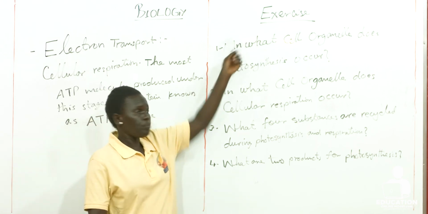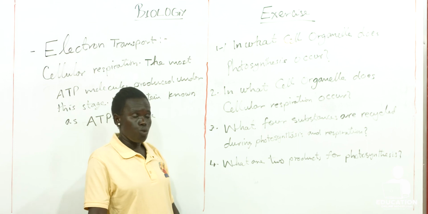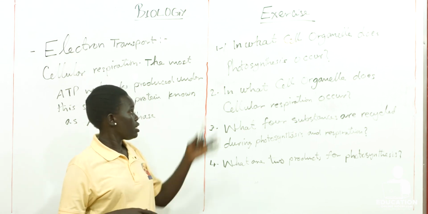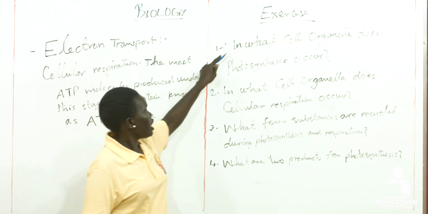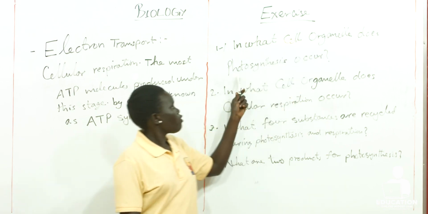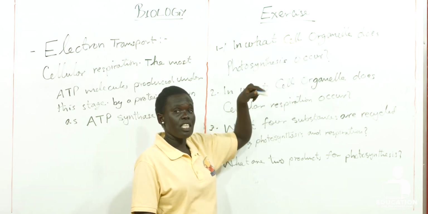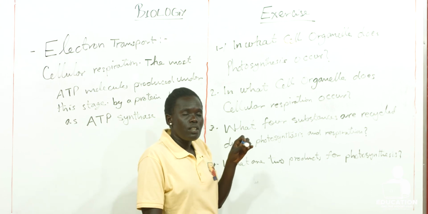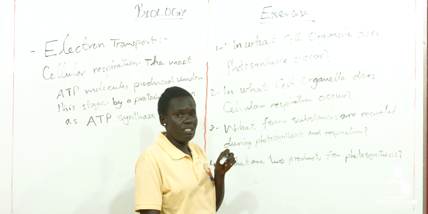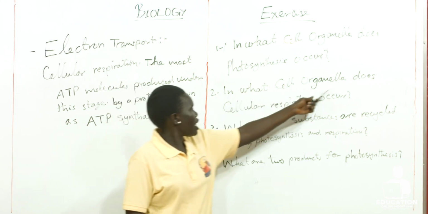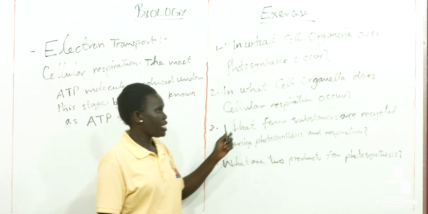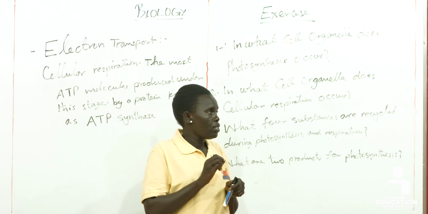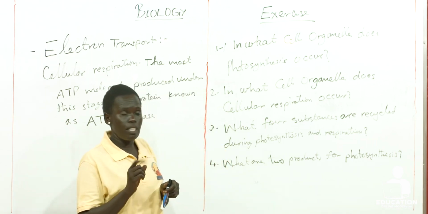So these are the exercises we need to go through. You as a learner, you can practice yourself by answering such questions. Number 1, in what cell organelle does photosynthesis occur? Photosynthesis takes place within the cell, but specifically there is a cell structure where it takes place. In what cell organelle does cellular respiration occur? We know that cellular respiration takes place within the cell, but there's a specific structure within the cell where the respiration takes place.